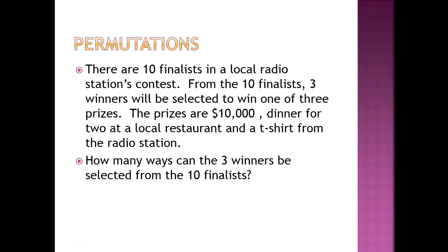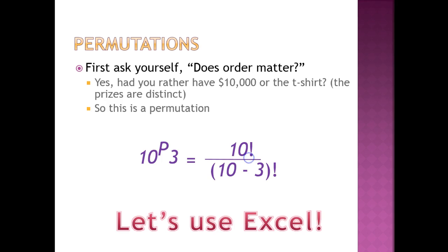There are 10 finalists in a local radio station's contest. From the 10 finalists, 3 winners will be selected to win one of 3 prizes. The prizes are $10,000, dinner for 2 at a local restaurant, and a t-shirt from the local radio station. Now, does order matter? Would you rather have the $10,000 or the t-shirt? Of course order matters. This would be a permutation. How many ways can you select 3 winners where order matters from 10 finalists?